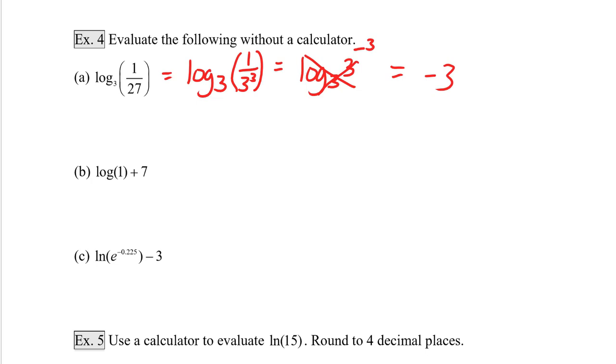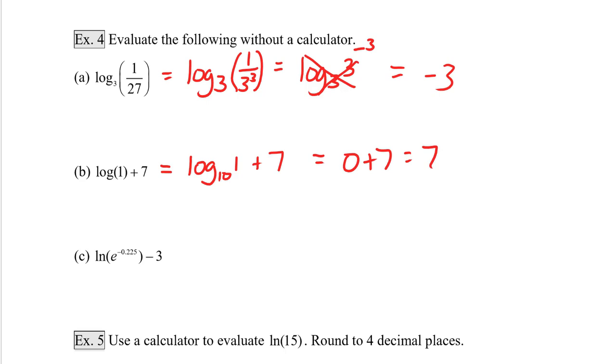Part B, log of 1 plus 7. So there is nothing written as the base. That means that the base is 10. So this is the same as log base 10 of 1 plus 7. Now think about this. What would we have to raise a base of 10 to get 1? Well, the answer to that is anything raised to the 0 exponent is equal to 1. So log base 10 of 1 is 0, and 0 plus 7 is equal to 7.